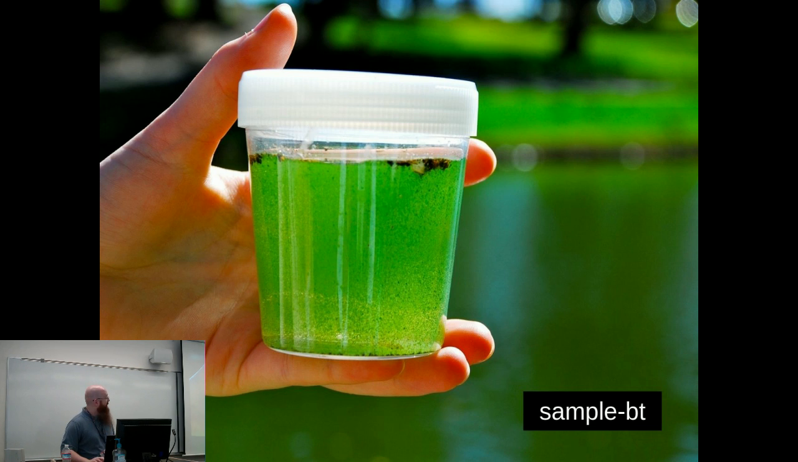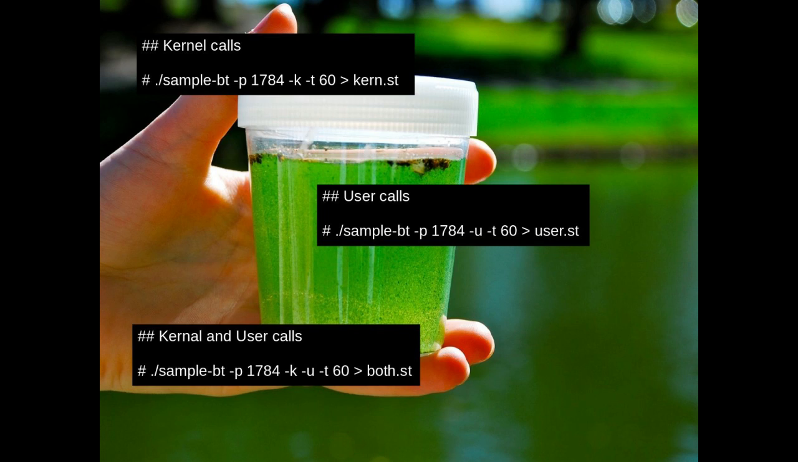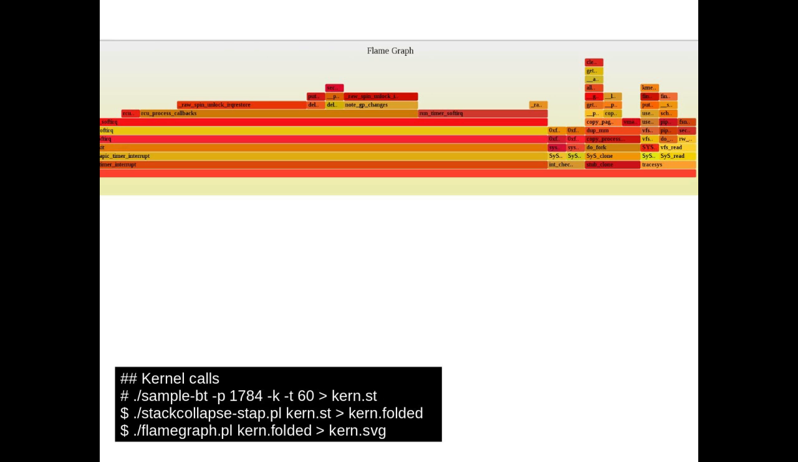Yeah. So this is using sample-bt, pointing it at a PID. The -t is just how much time to do it for. The -k is for kernel, the -u is for user. You can do -k and -u for gathering both at the same time. And again, slides, they'll be available, I promise. So this is using sample-bt on a running bash session, gathering just the kernel calls.